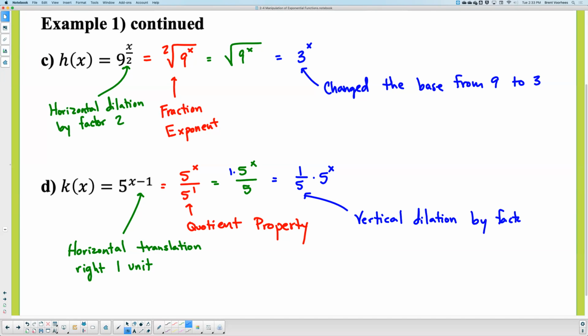Is it a liar or truth teller? If it's vertical, it's a truth teller. So it's by factor 1/5.